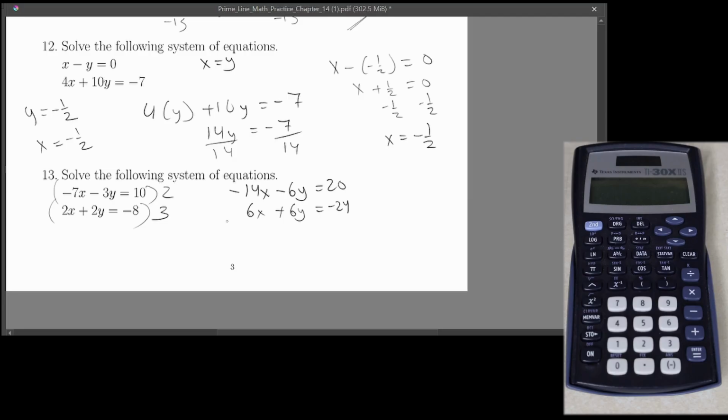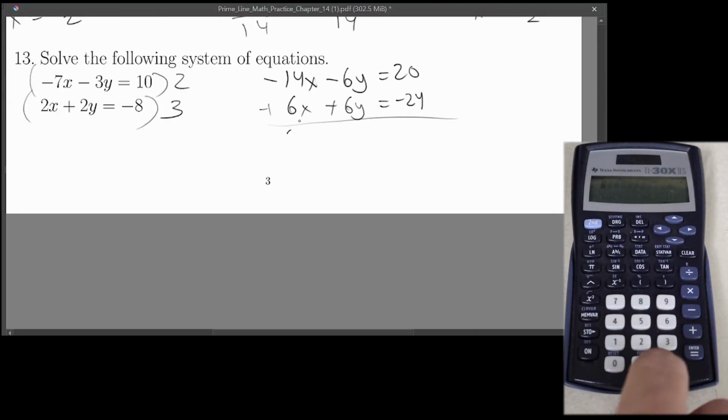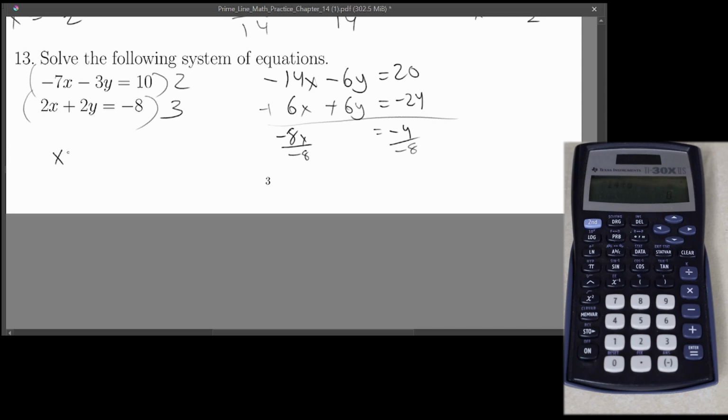I can combine these. I'm going to bring this just up a little bit here. Negative 14 plus 6. There we go. There's our negative 8. Our y's cancel out. And 20 plus a negative 24 will give us a negative 4. We'll divide both sides by negative 8. We get x equals 0.5, or a positive 1/2.